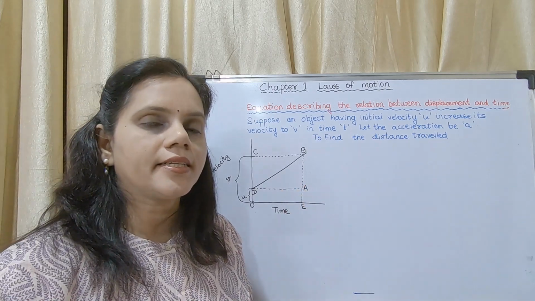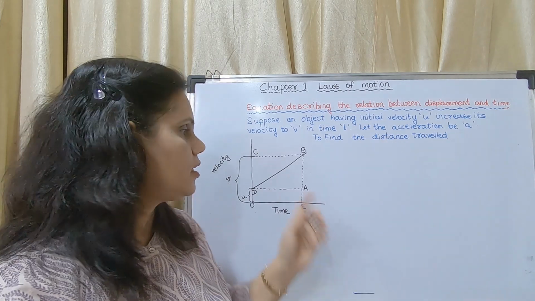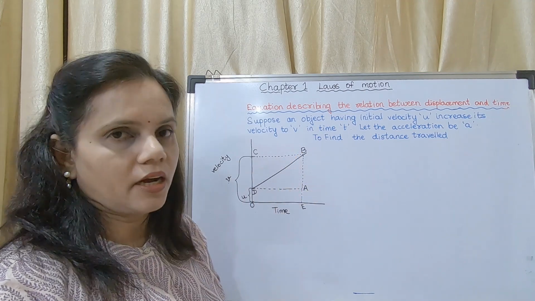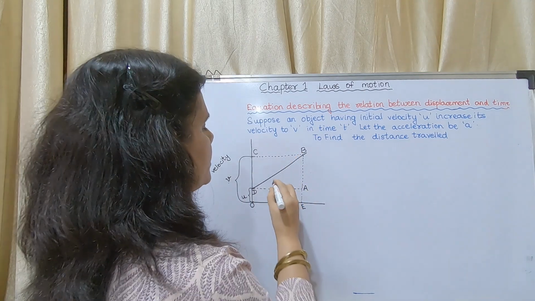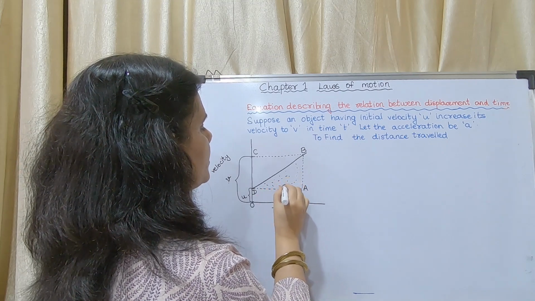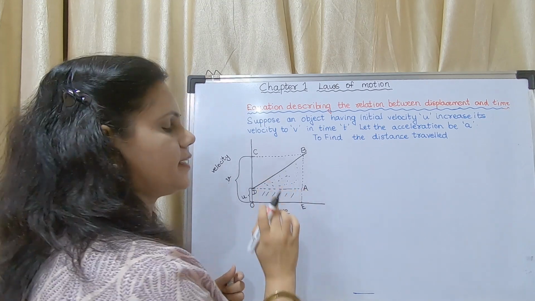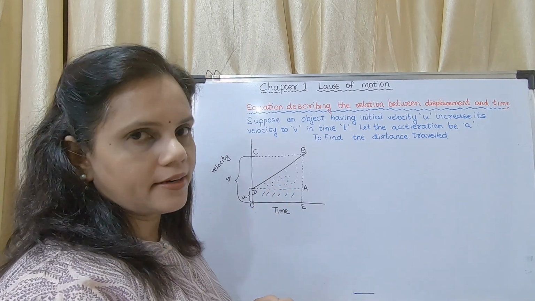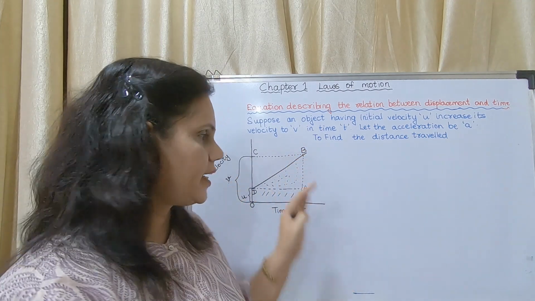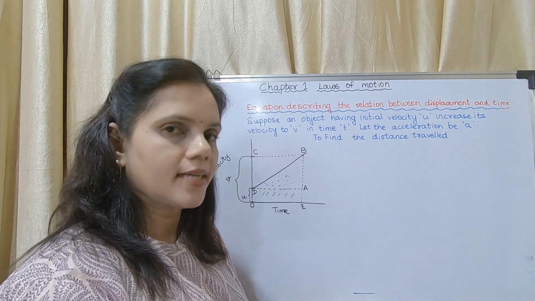In the other lecture we had studied, whenever you have to find out the distance travelled, you find out the area below which it covers. So in this case, there is one rectangle and there is one triangle. You have to cover that area. If you find out the area of that part which has been covered, then you will get the distance travelled.